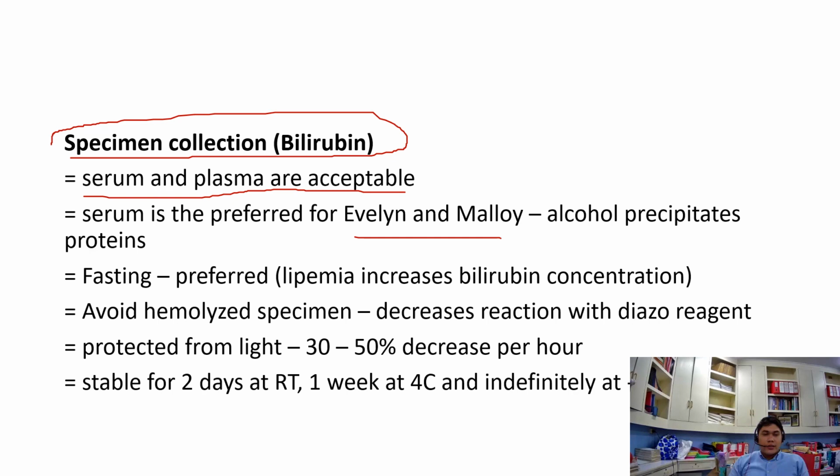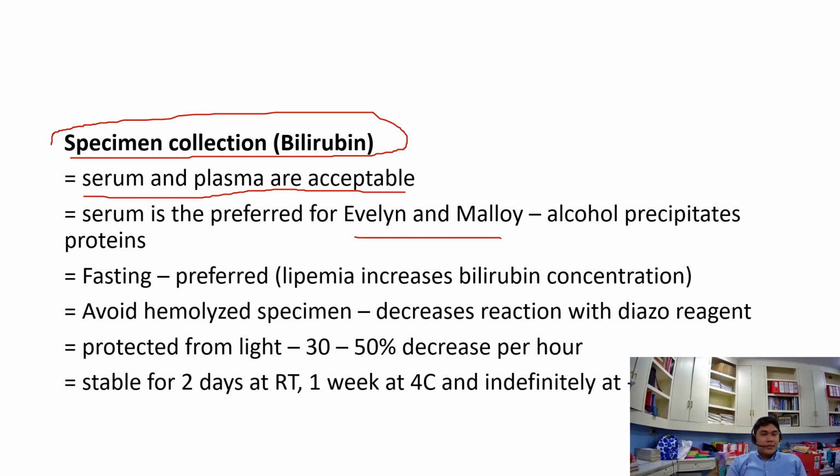So that's why in Evelyn and Malloy, the preferred or acceptable specimen is serum, because plasma contains fibrinogen, and there will possibly be a precipitation reaction between the methanol that you're using as the accelerator and the fibrinogen present in plasma specimen. Okay, so for Evelyn and Malloy, the preferred specimen is serum. But for Jendrassik and Grof, you can use either plasma or serum.